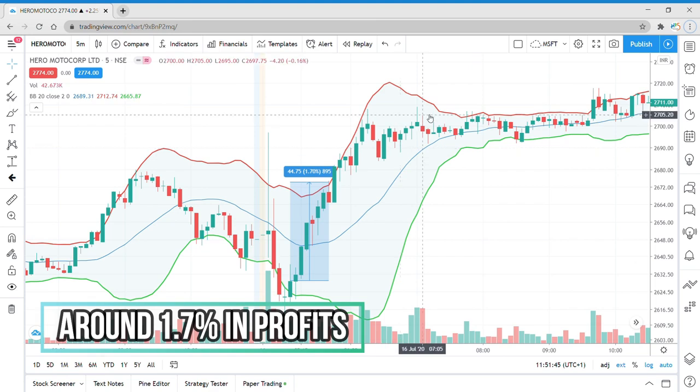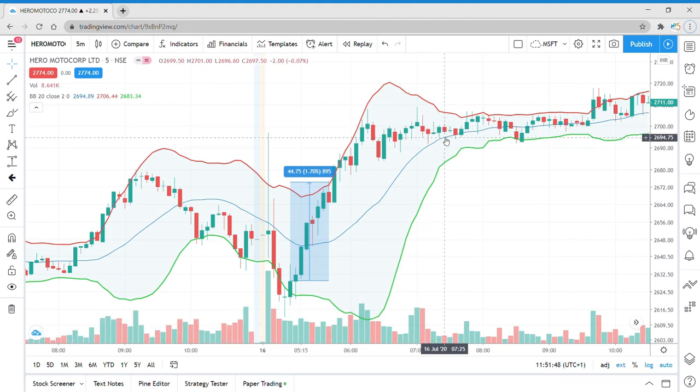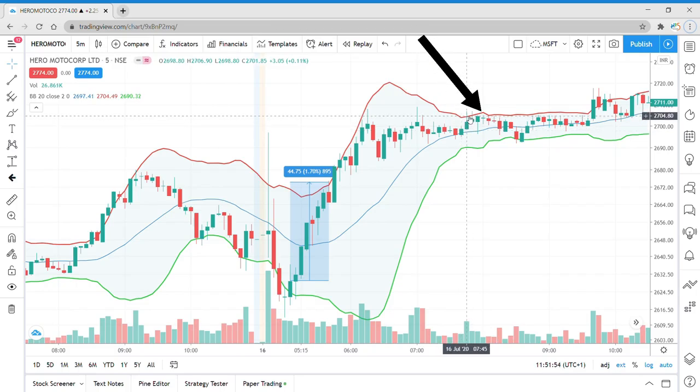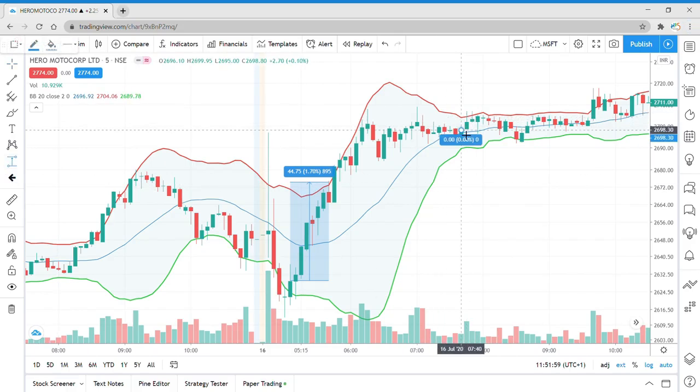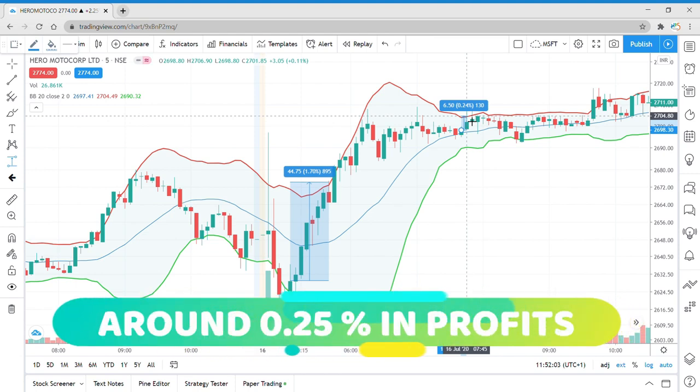On the same day the price retraced back to the middle line again. So if you were to buy somewhere here, you'd sell right here, right? Because that's where it hits the upper band. So let's see how much profit you'd get on this trade. So on this trade you'd get around 0.25% in profit.